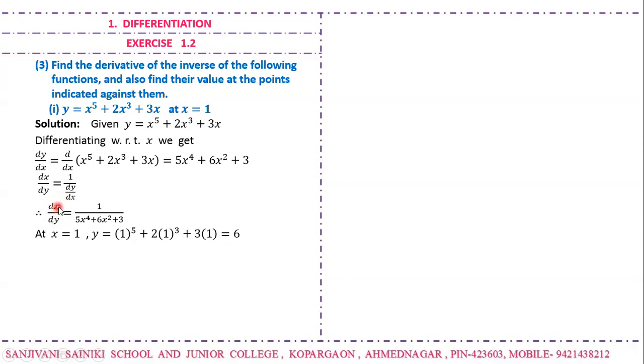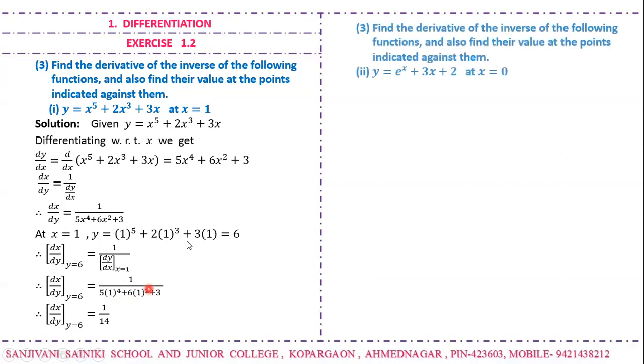Derivative of this x with respect to y, when y is equal to 6, we get its derivative, reciprocal of the derivative of y with respect to x when x is equal to 1. So we'll put x is equal to 1 in this expression, and then we get the derivative of the inverse function at the given point, 1 upon 14.